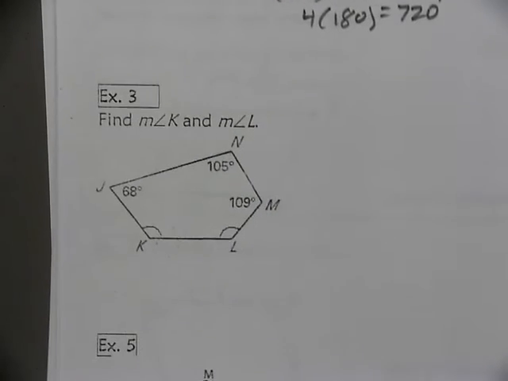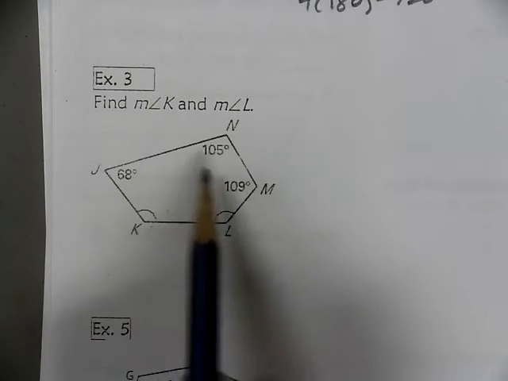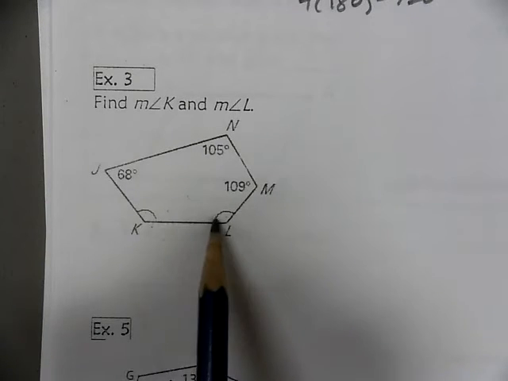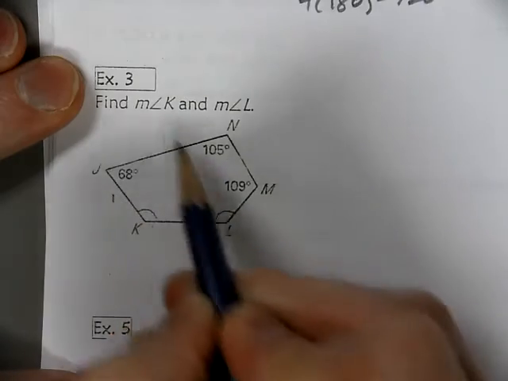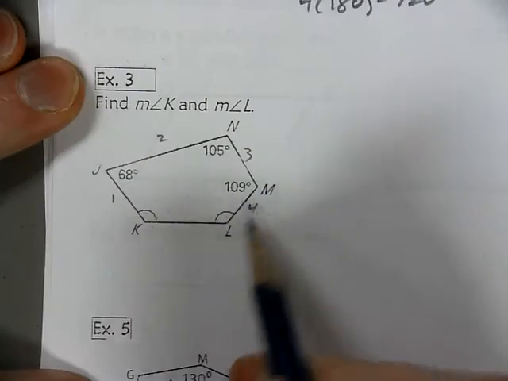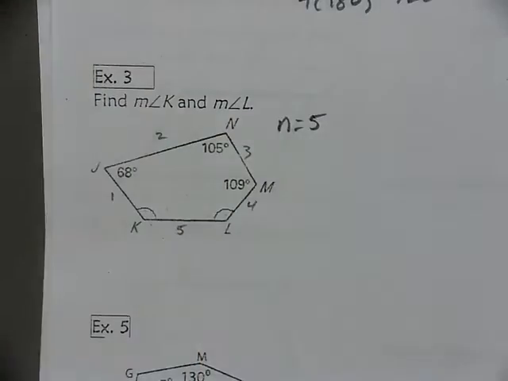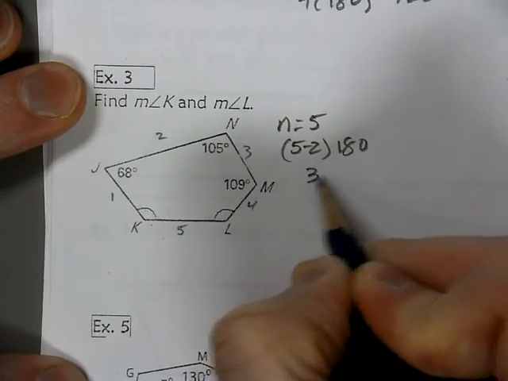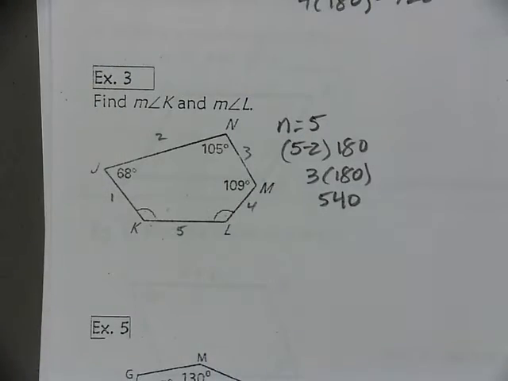We'll jump down here to 3 before we jump over to 2. Let's take a look at this one. This is interesting. We have to figure out the two measurements. They're apparently the same because they have the tick marks. That's 1. We look at this as 1 side, 2 sides, 3 sides, 4 sides, 5 sides. So n equals 5. So 5 minus 2 times 180, which is 3 times 180, 540 degrees. That's the sum of all of them inside.